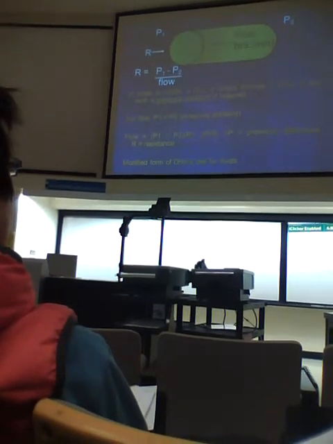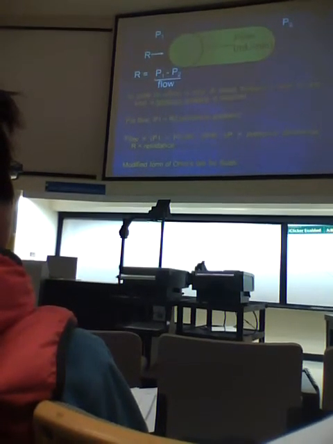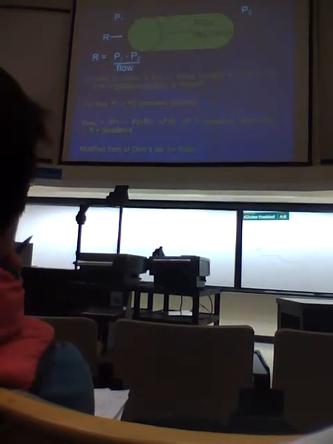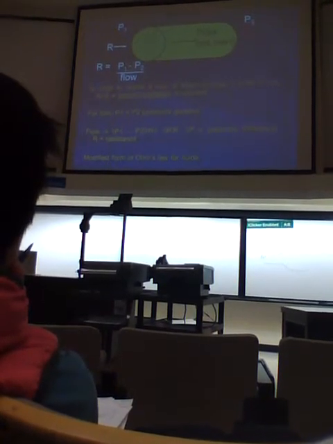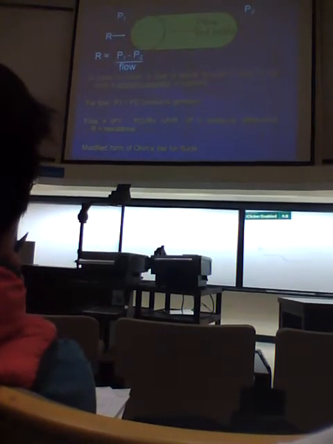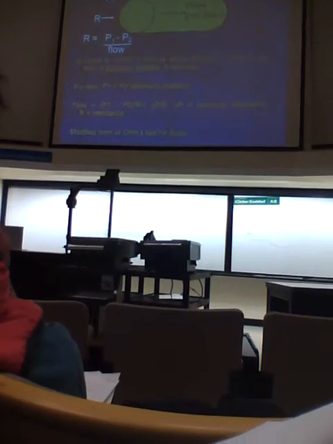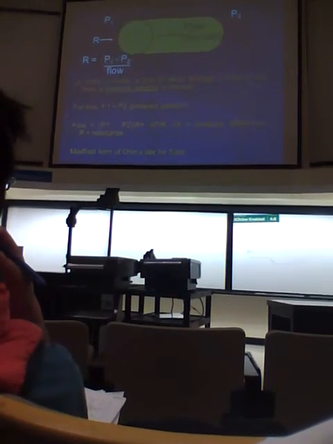So you need a pressure gradient, well, we all know this, probably. The pressure here has to be greater than the pressure at the end for flow. And flow is equal to P1 minus P2 divided by whatever the resistance is. Delta P over R, delta P, of course, is the pressure difference, R is the resistance. And this would be actually Darcy's law, a modified form of Ohm's law for fluids.